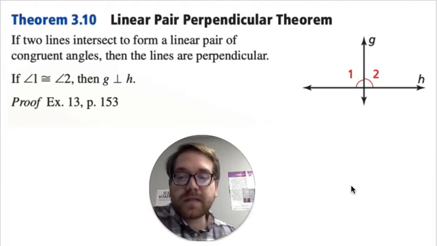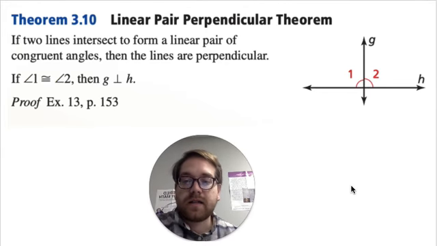There are a few theorems in this lesson that we'll want to know. The first is the linear pair perpendicular theorem. That says if two lines intersect to form a linear pair of congruent angles, then the lines are perpendicular. You can see it written out in symbols as well. If angle 1 is congruent to angle 2, then G is perpendicular to H. In our figure, we have line G intersecting line H, and they form a linear pair, those two angles that have a common ray in the middle. And we see that angle 1 is congruent to angle 2.